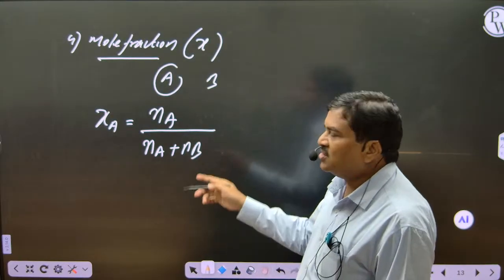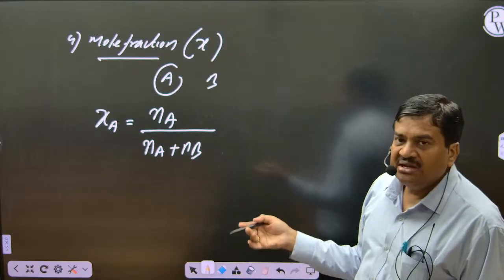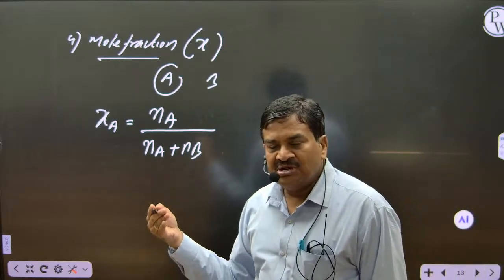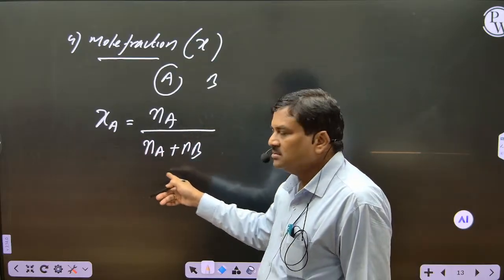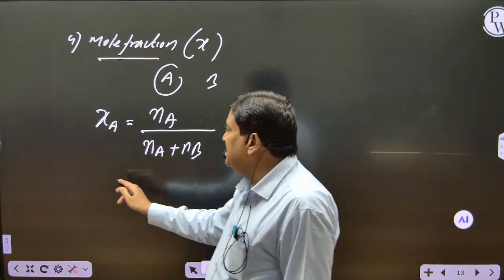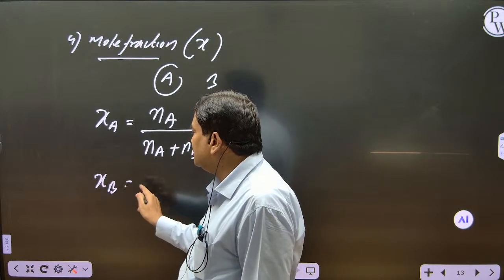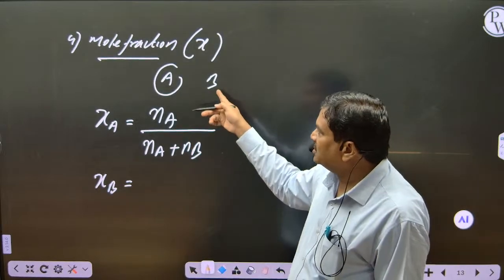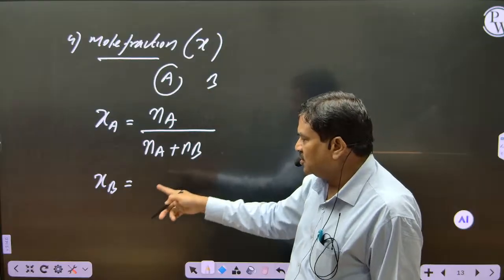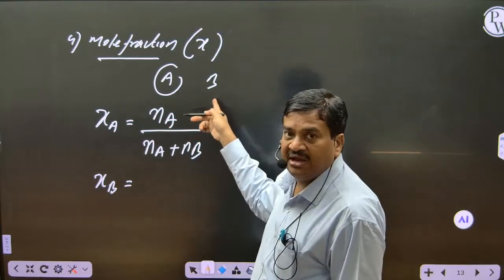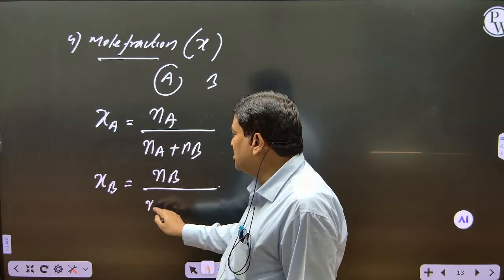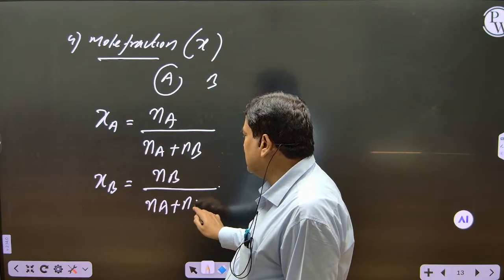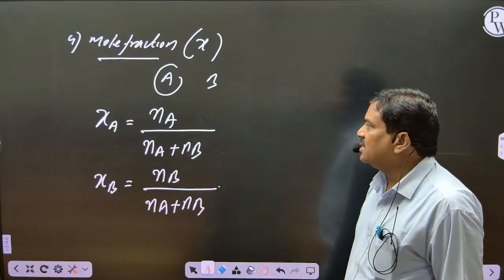Hence what is mole fraction? It is the ratio between the number of moles of one component to the total moles of all the components. Same way, for mole fraction of B, the number of moles of the component whose mole fraction you want goes in the numerator: moles of B by total moles of A component plus B component. Understood?